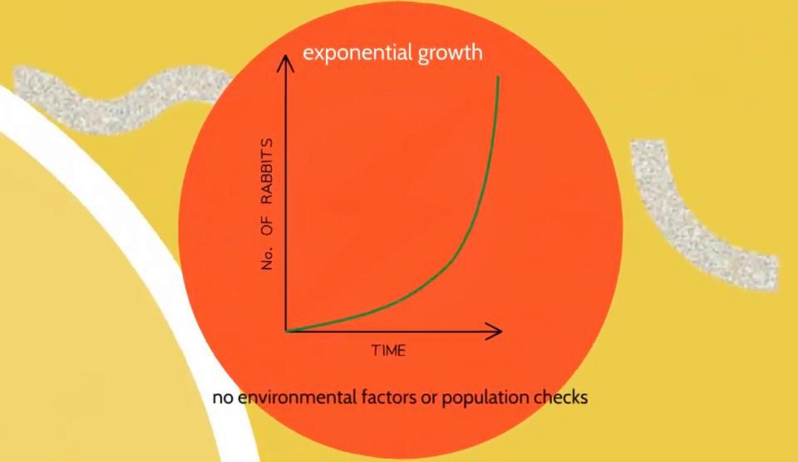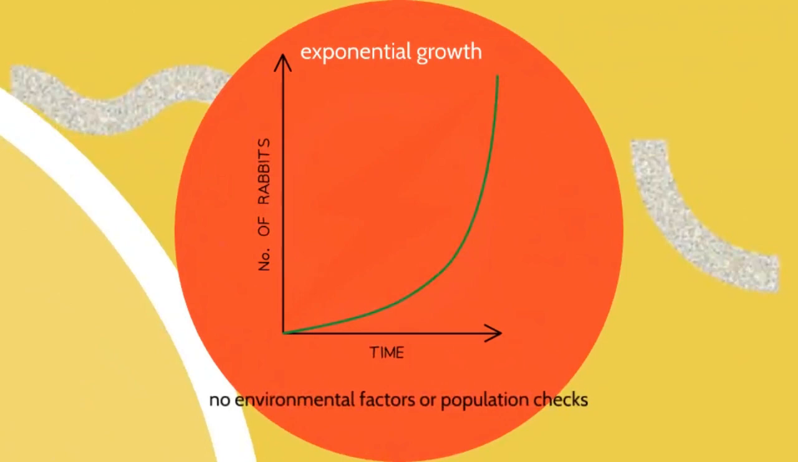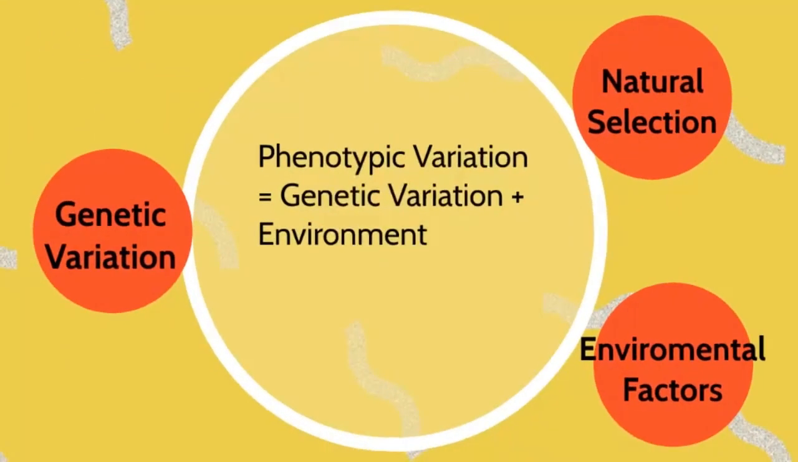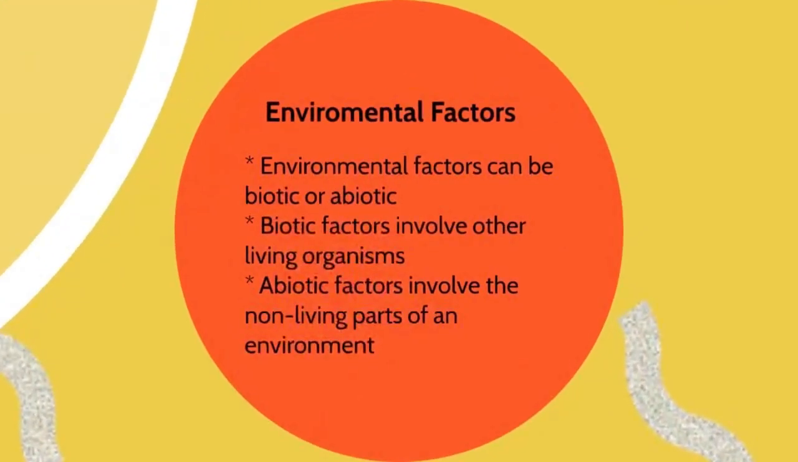But in reality, there are several environmental factors that prevent every individual in a population making it to adulthood and reproducing. So what are these environmental factors? Environmental factors limit population size as they result in differential survival and reproduction. So some individuals survive and reproduce, some do not. And environmental factors can be biotic or abiotic.